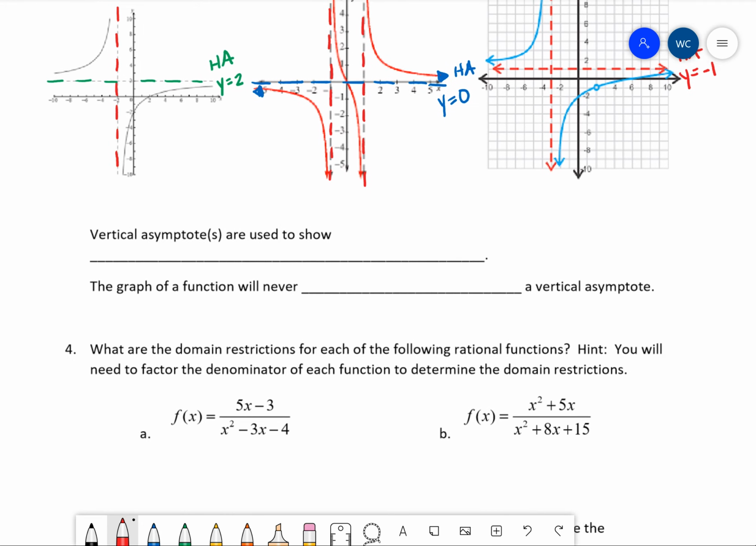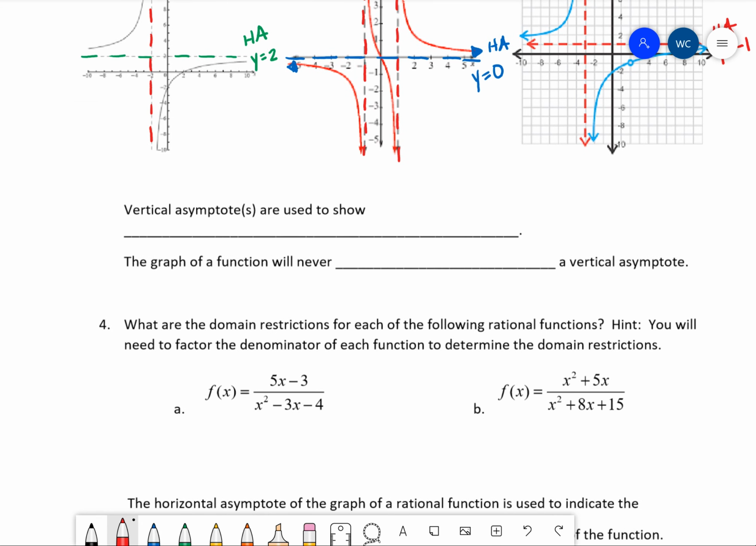Now, in our notes, it says vertical asymptotes are used to show domain restrictions. This comes in importance whenever we go to write our end behaviors and our domain and range. Okay, it says the graph of a function will never cross a vertical asymptote. Okay, so your graph will never cross the vertical asymptote.